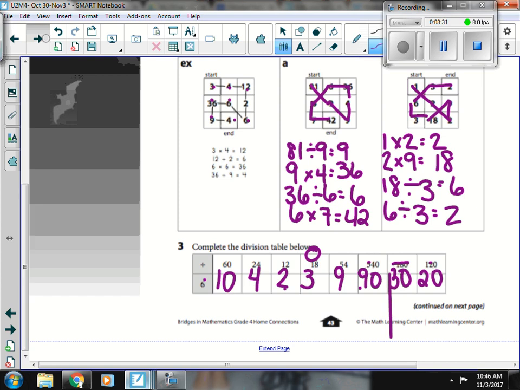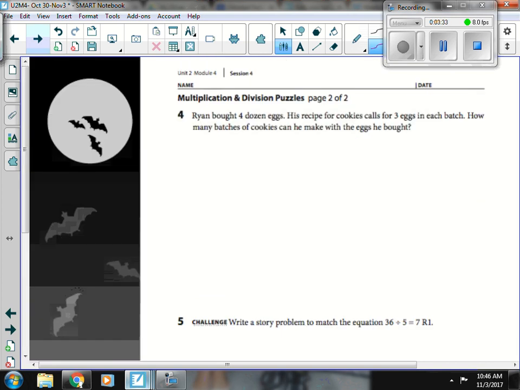And then we'll take a look at the back for our word problems. Ryan bought 4 dozen eggs. His recipe for cookies calls for 3 eggs in each batch. How many batches of cookies can he make with the eggs he bought? So he has 4 dozen, and we need 3 eggs per batch. So this to me sounds like it's going to be a multi-step problem.